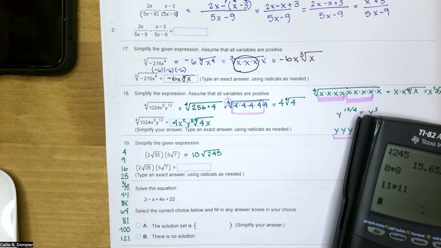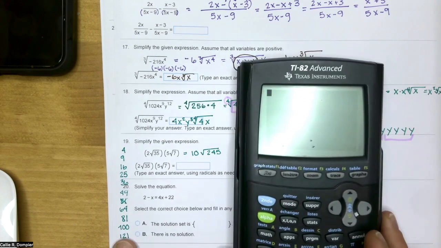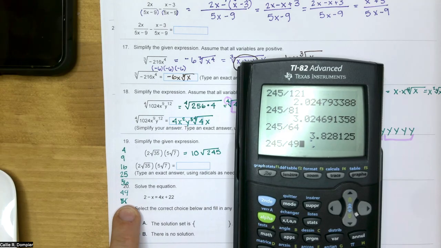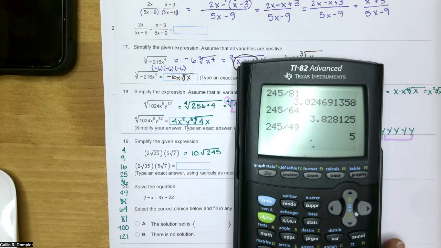So you can now take 245 and divide it by those numbers. 245 divided by 121. 245 divided by 100, no, divided by 81. 64. 49. 49 and 5. Perfect.